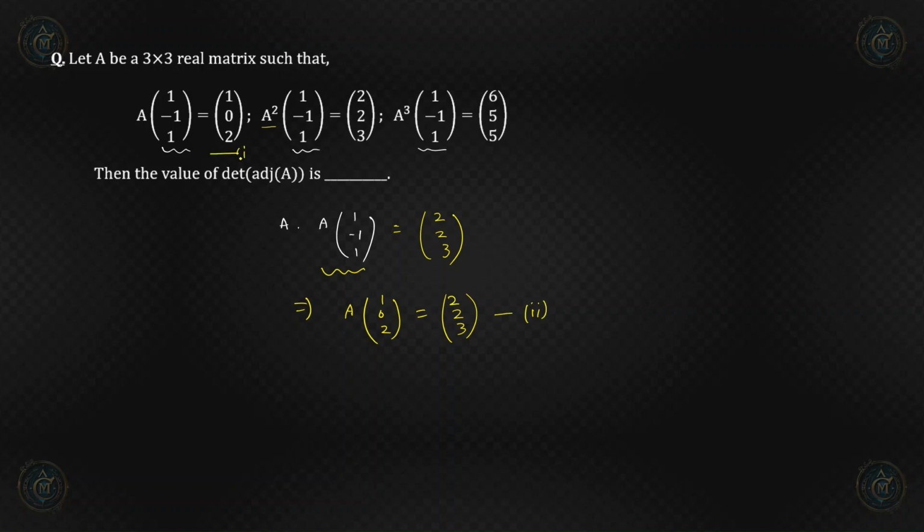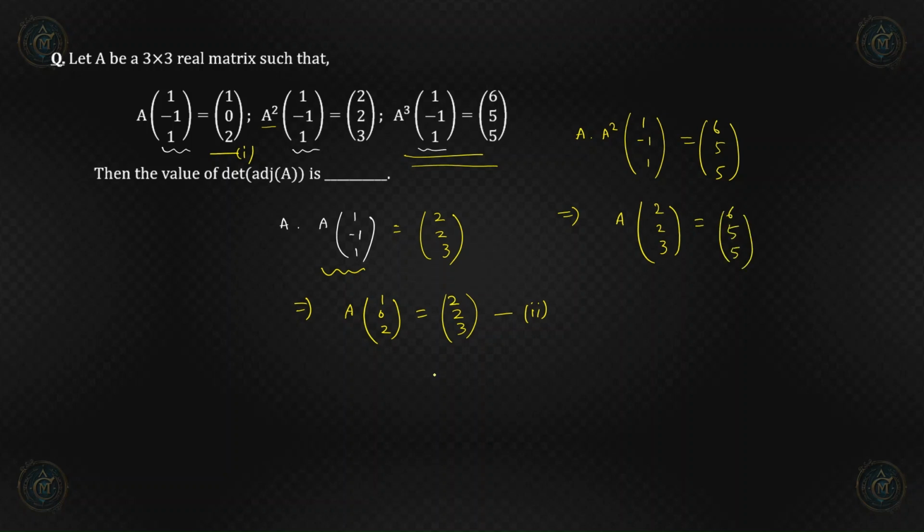Let's call this equation first equation, right? And then we also have a similar kind of equation from this part. How? We can write this A cube as A times A square, right? A square times 1, minus 1, 1. This will be 6, 5, 5, right? So we can substitute this 2, 2, 3 here instead of this A square times 1, minus 1 and 1. So we get A times 2, 2 and 3 equal to 6, 5 and 5, right? This is our third equation.